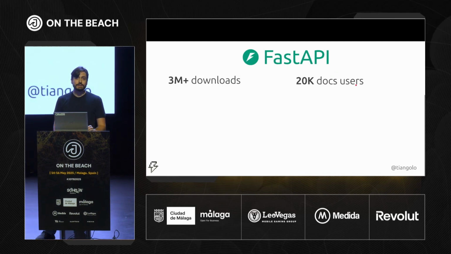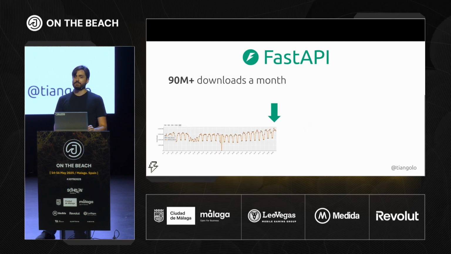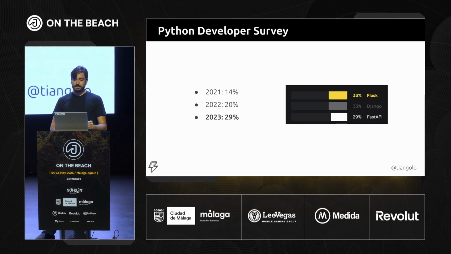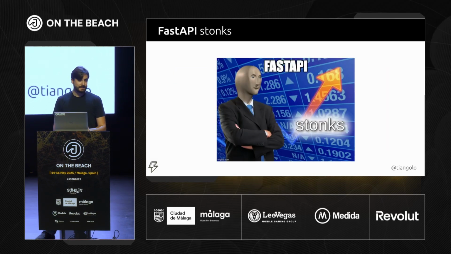FastAPI currently has 3 million downloads daily, 20K docs users. So it's around 90 million downloads a month. This is more than the population of the UK. So it's quite a lot of people downloading FastAPI, which I'm very happy about. It's been growing in the Python community over the years. Also in the Stack Overflow developer survey across different programming languages, where they mix backend with AngularJS and everything mushed together, but anyway, it's growing quite a bit. So nice, FastAPI stonks. People are using FastAPI, I guess.